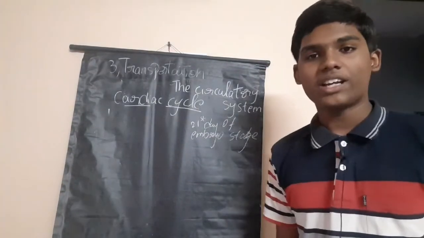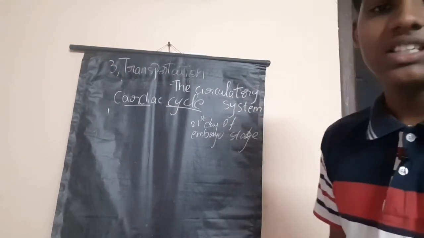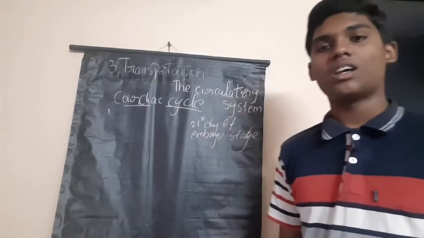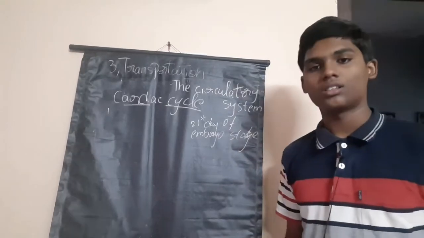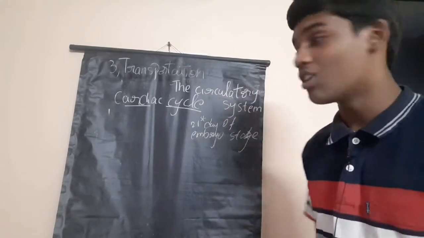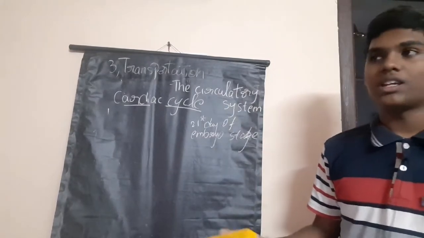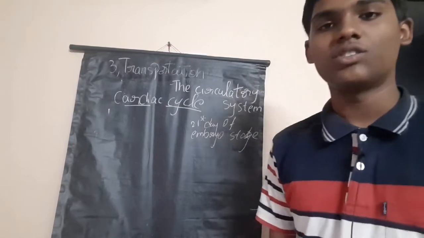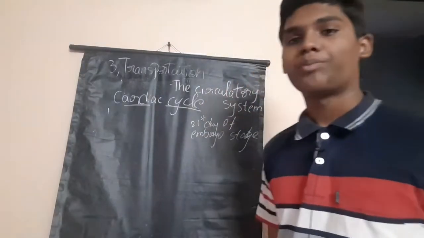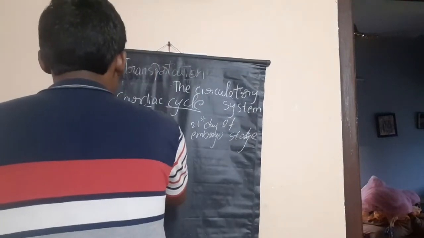Now, what exactly does cardiac cycle mean? The contraction and relaxation of the auricles and ventricles of the heart is called the cardiac cycle. Once again, it is the contraction and relaxation of the auricles and ventricles, not the heart as a whole. There are many stages involved in the contraction and many stages involved in relaxation. Now, let us see the stages. First of all, the relaxation stage, which is the relaxation of auricles.